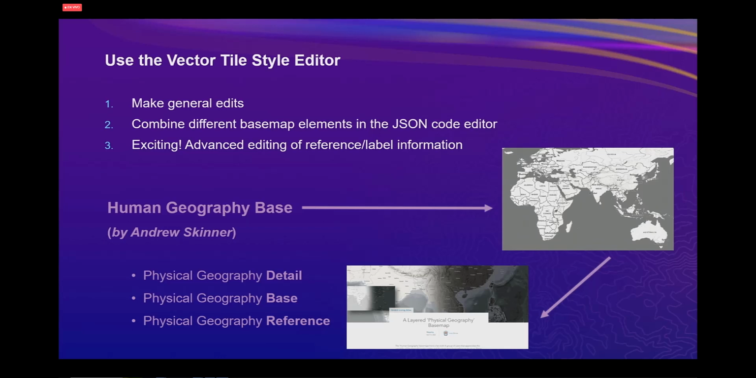As well, something super exciting, we can now edit the reference and label information in the base map. So this is basically like keys to the whole library now. So you can edit individual labels now.